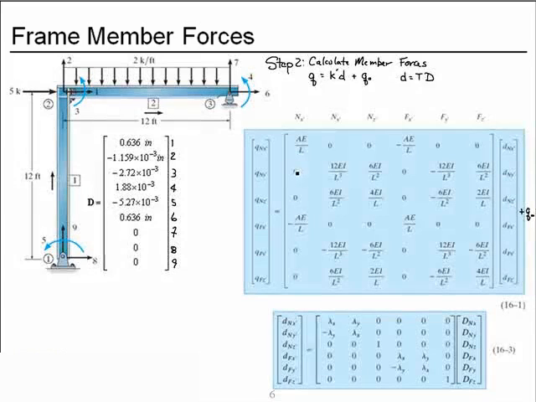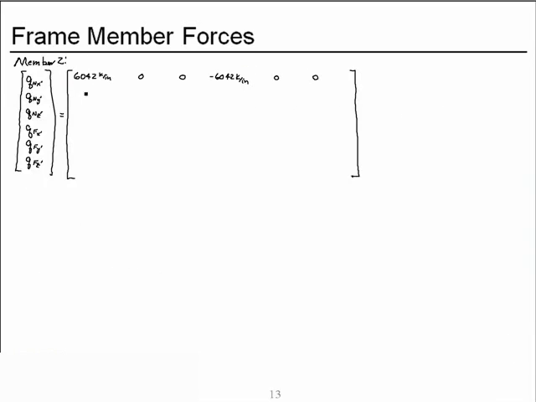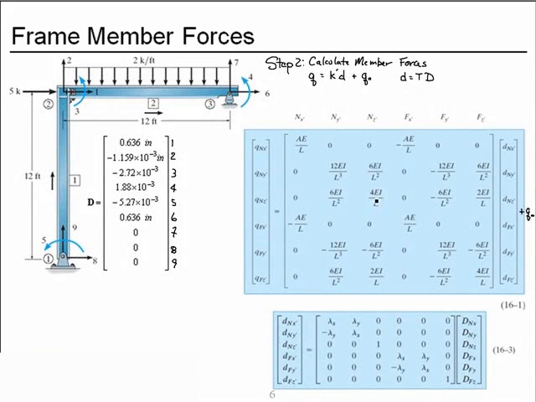The second row, 0, 12EI over L cubed, 6EI over L squared, minus 12EI over L cubed, 6EI over L squared. For member 2 is 0, 81.6 kips per inch, 5874 kips, 0, minus 81.6 kips per inch, and 5874 kips.